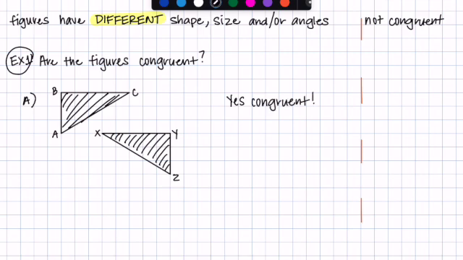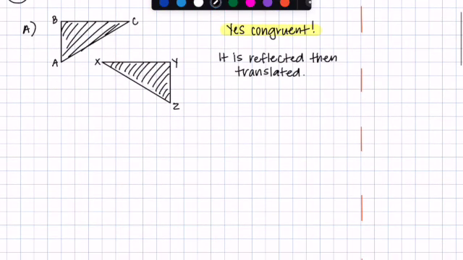And in order to get from triangle ABC to XYZ, we could see that it's reflected. We can think about that being reflected over our y-axis. And then it's translated. We don't know exactly how many up or down, and we don't really care right now. We just want to see the motion that that shape is taking. So your answer to this one would be yes, congruent, and then it's reflected, then translated. We'll do another one kind of similar to that. This is B. Draw these shapes out with me.